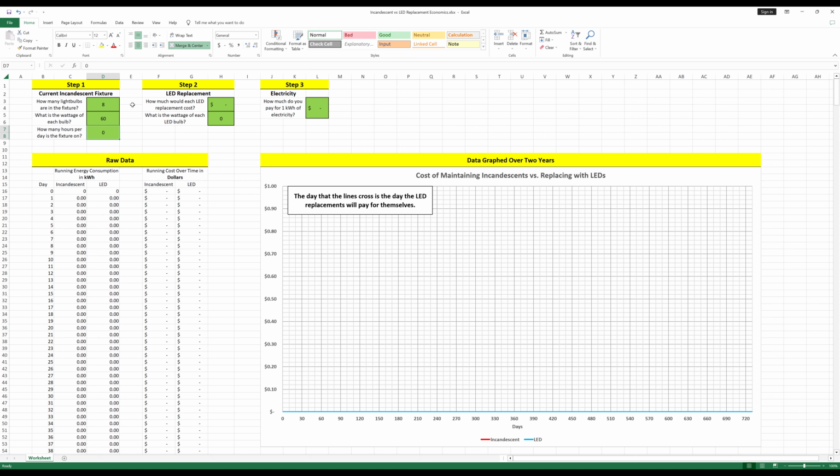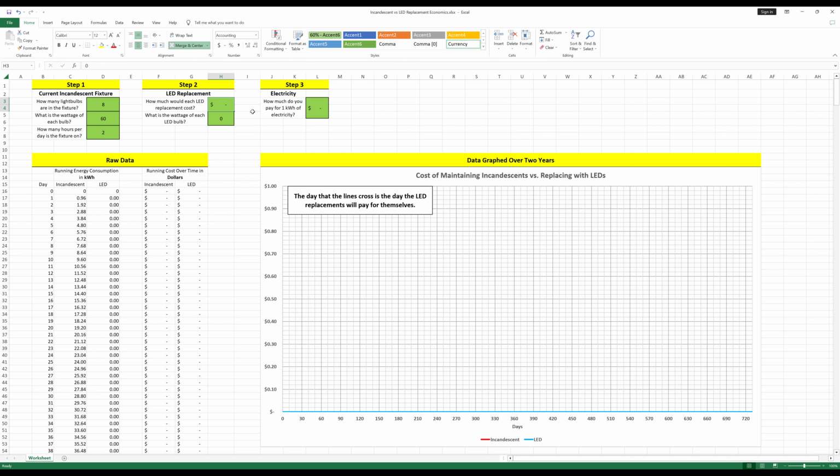How many hours is it on per day, the whole fixture? Well, in a master bathroom, you maybe have an hour before work, getting ready, cleaning up, taking a shower, etc., and an hour throughout the evening as you go around and do various things. So let's say 2 hours. And right there, you can see the raw data for running energy consumption fill in, in kilowatt hours. And that's basically how much energy you consume currently on a day by day basis.